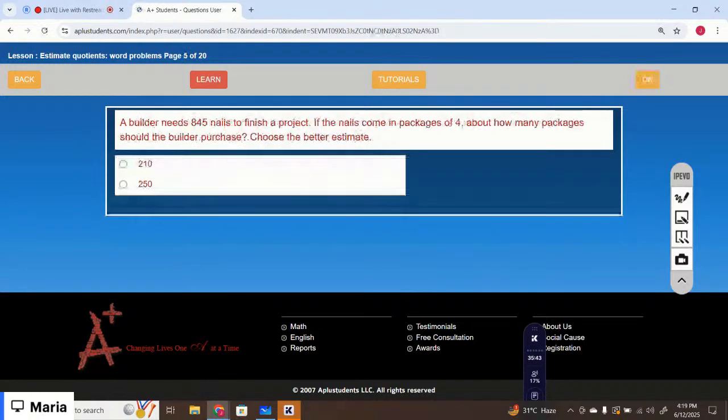Okay, the next one is: a builder needs 845 nails to finish a project. If the nails come in packages of four, about how many packages should the builder purchase? So which is the correct option?